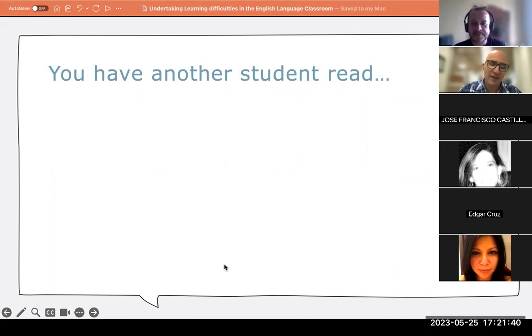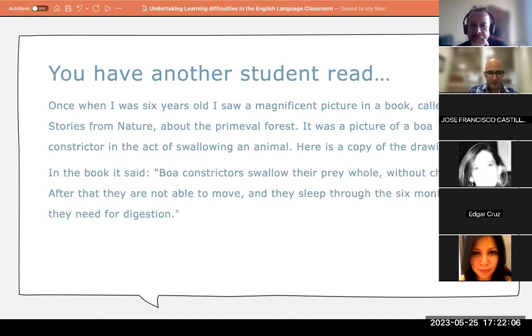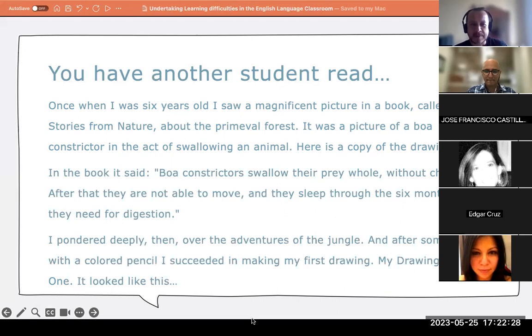Thank you, Tanya. Once when I was 6 years old, I saw a magnificent picture in a book called True Stories from Nature about the primeval forest. It was a picture of a boa constrictor in the act of swallowing an animal. Here is a copy of the drawing. Thank you. Jose Francisco, can you please help me now? In the book, it said, boa constrictors swallow their prey whole, without chewing. After that, they are not able to move, and they sleep through the 6 months that they need for digestion. I pondered deeply then over the adventures of the jungle, and after some work with a colored pencil, I succeeded in making my first drawing. My drawing number 1, it looks like this. Okay, thank you so much, Jose Francisco. Appreciate it.